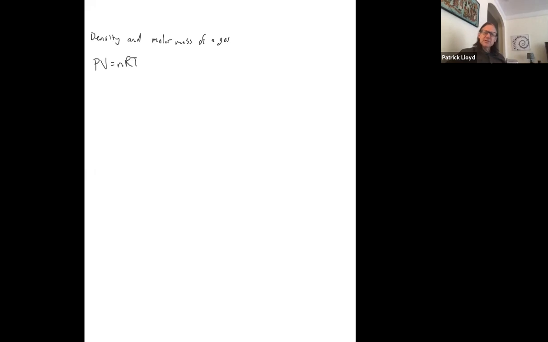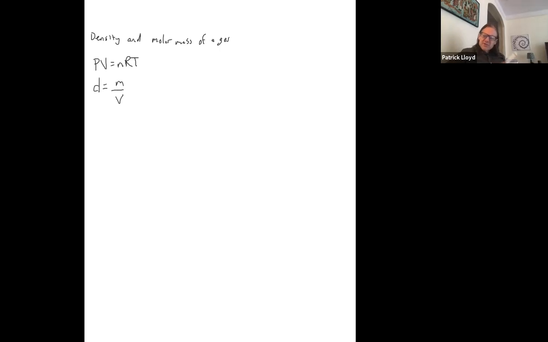PV equals nRT. P is the pressure of the gas, V is the volume of the container, n is the number of moles of the gas, R is a constant, and T is the temperature. Okay, now we're relating this to density and molar mass. So density, what's the definition of density? Well, it's the mass of a substance divided by its volume.